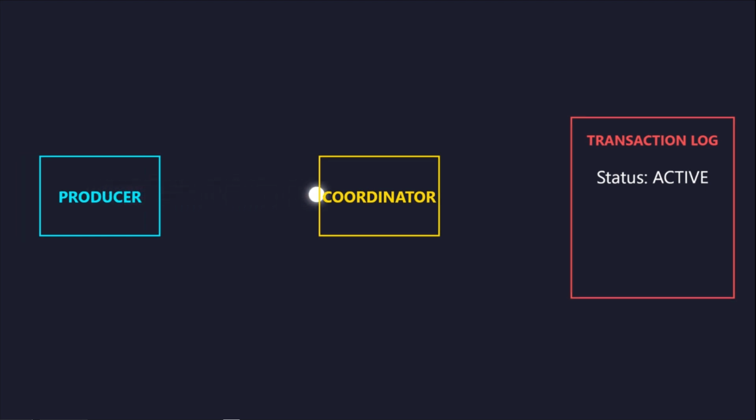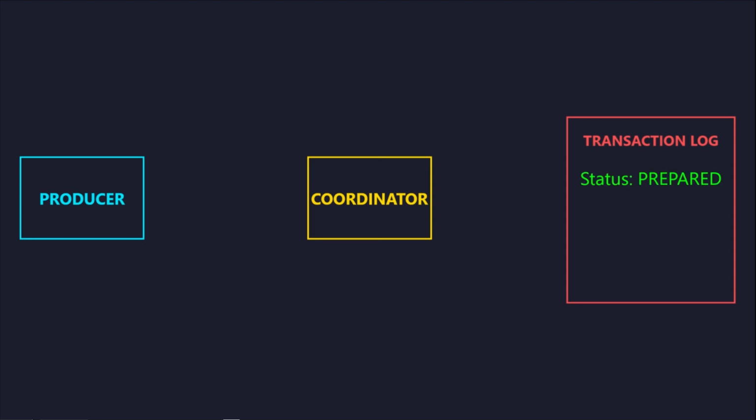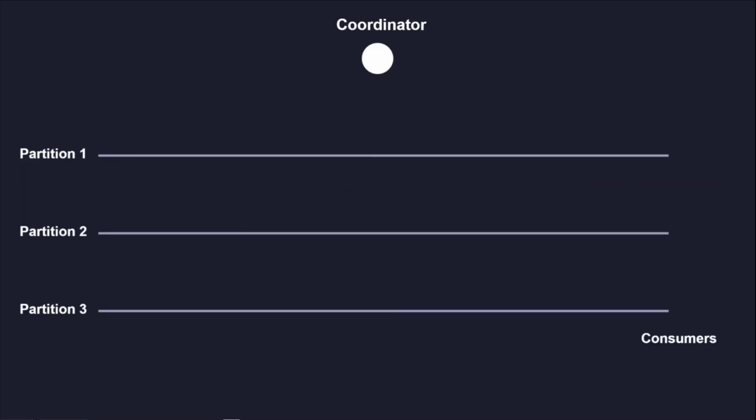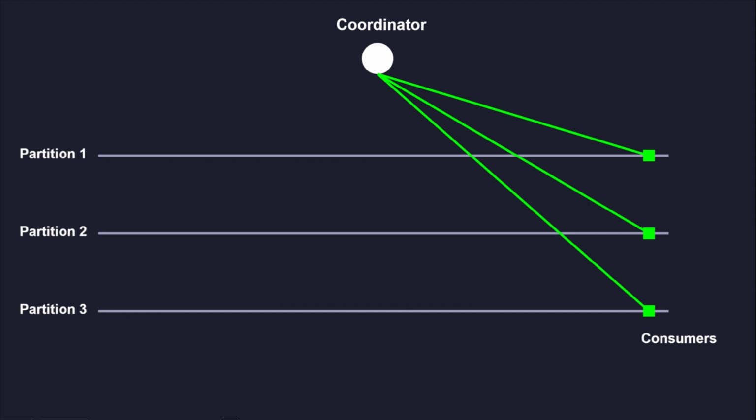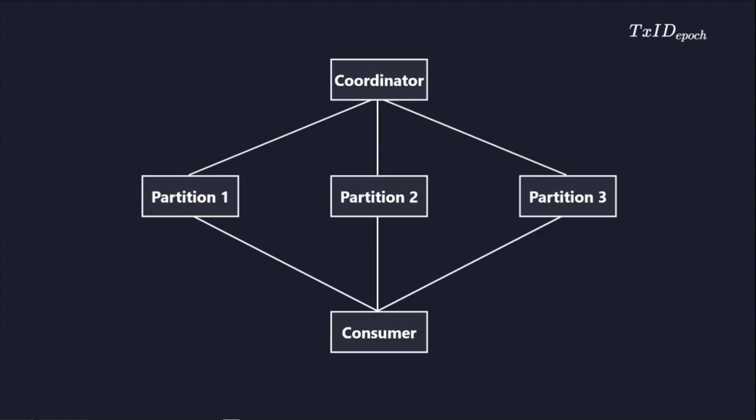The producer sends a commit request to the transaction coordinator, which then updates the status in the transaction log to a prepared commit state. The coordinator then writes a special commit marker to every partition involved in the transaction. These markers signify to consumers that the preceding records are now valid and safe to read, completing the atomic lifecycle of the data. In the event of an unrecoverable error, the application calls abort transaction.